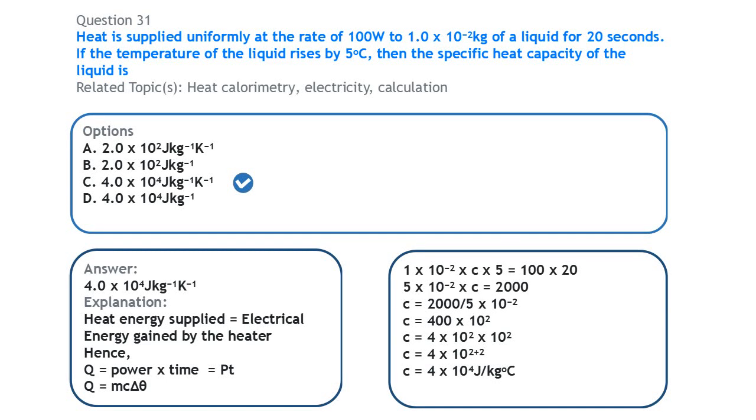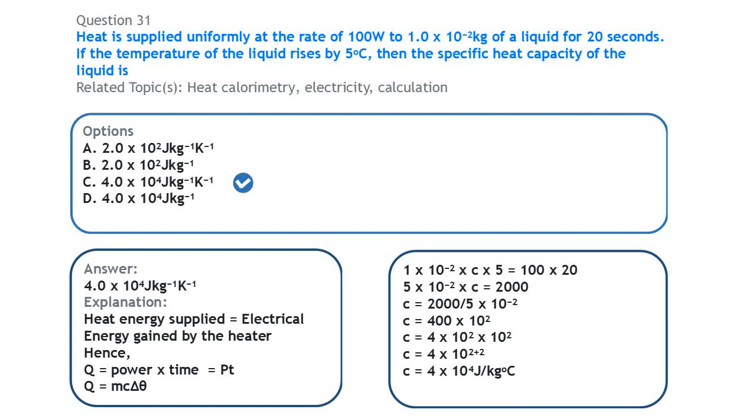So now 5 times 10 raised to the power minus 2 times C is equal to 2000. Then we divide both sides by 5 times 10 raised to the power minus 2 to get the value of our C. So we are going to have 2000 divided by 5 is 400. Then times, remember that this is at the denominator of this fraction together with this 5. So once this comes to the numerator, the negative sign is going to change. So this becomes times 10 raised to the power 2.